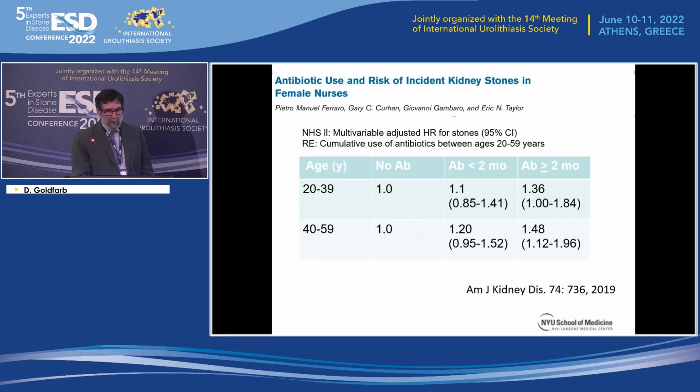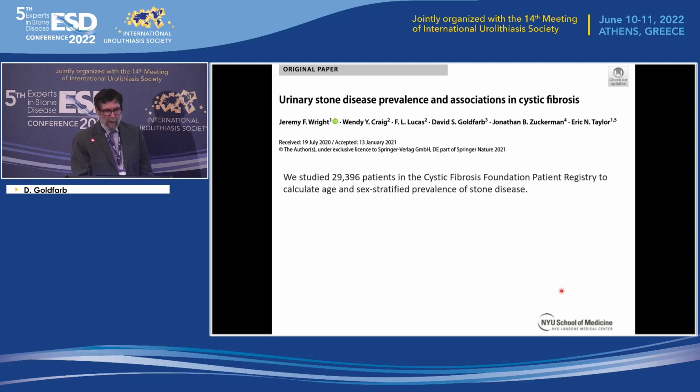I'll just show you a couple of other things. Manuel Ferraro and Gary Curhan have shown a similar idea in women, in the nurses in the Nurses' Health Study. If you got antibiotics over the course of many years that lasted less than 2 months in duration, you did not have an increased rate of kidney stones. But women who had a course of antibiotics that lasted more than 2 months were 36% or 48% more likely to have a kidney stone on follow-up.